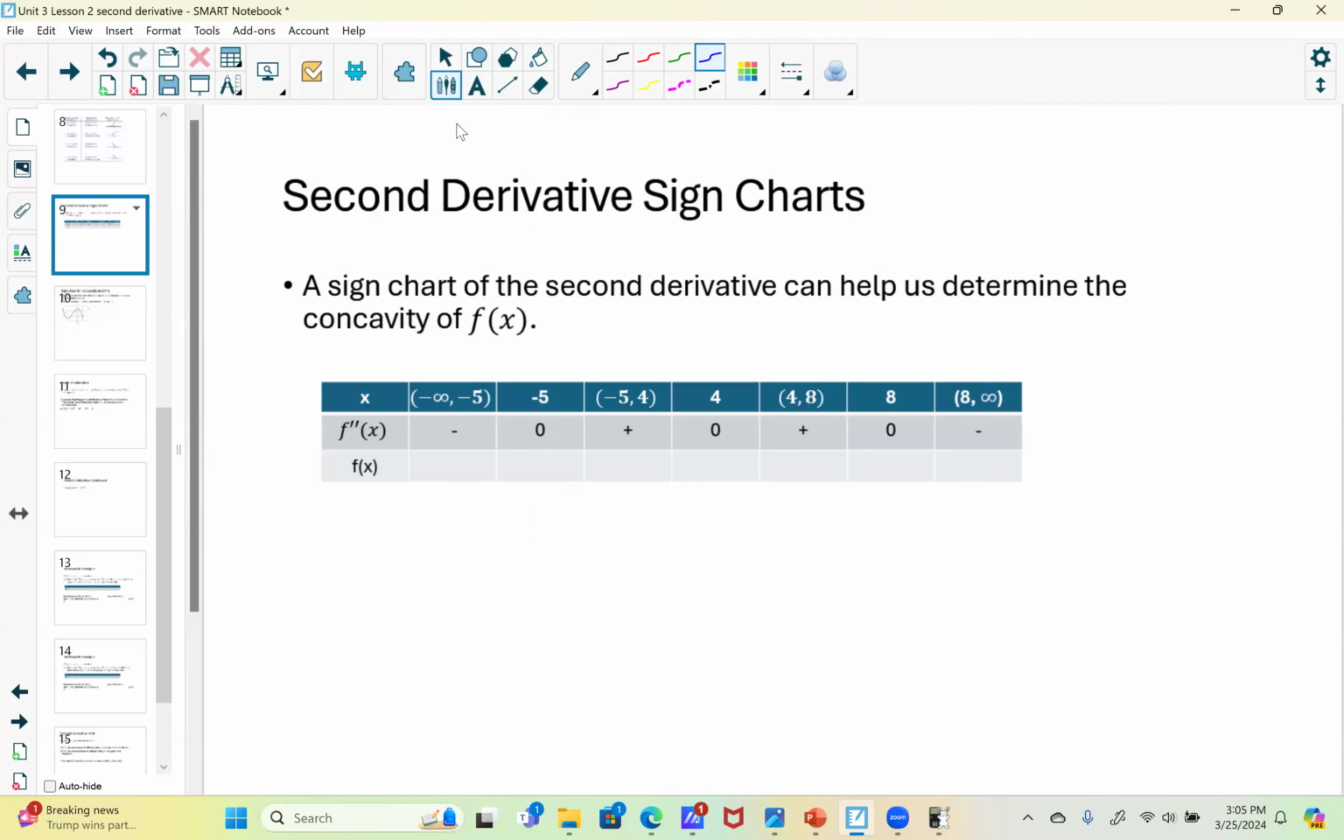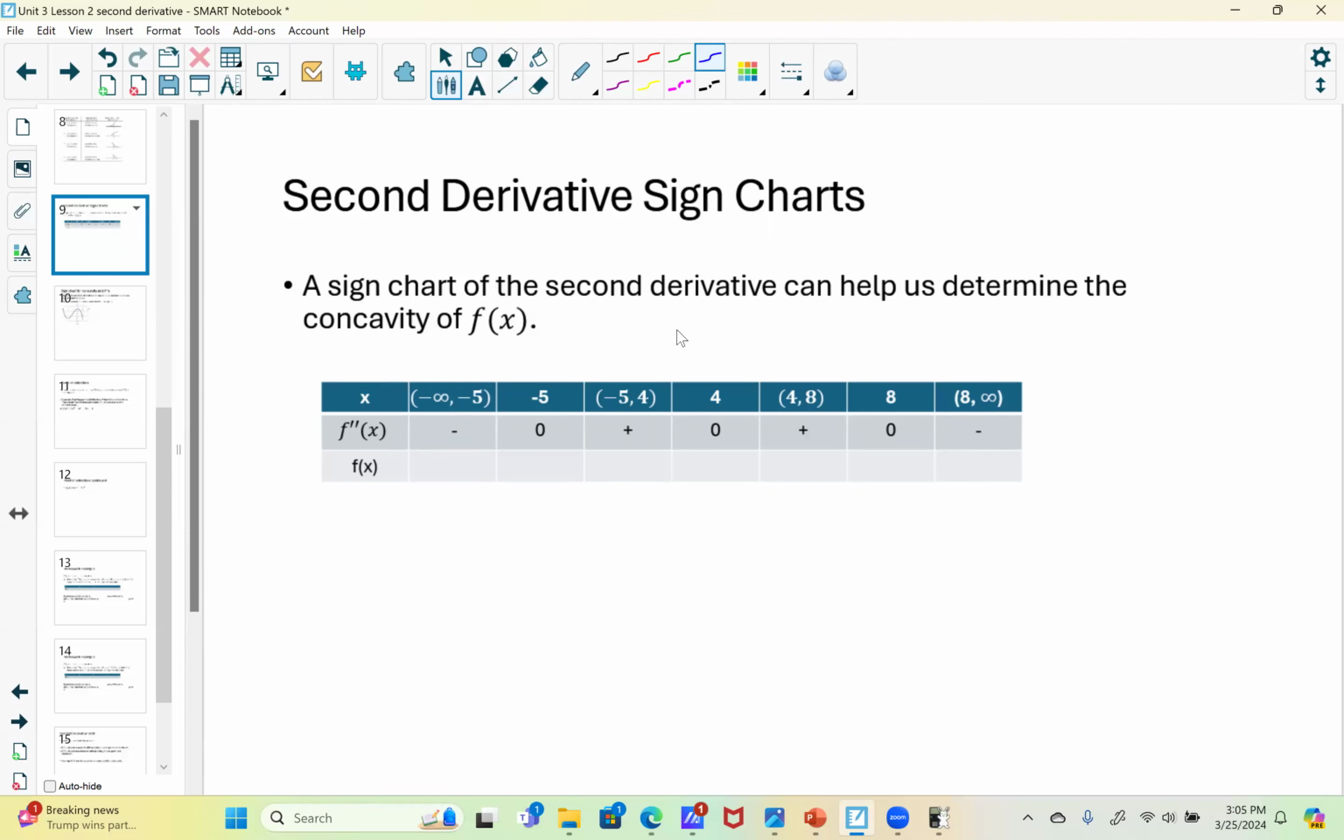So we can also make sign charts of the second derivative. And the sign chart of the second derivative helps us figure out concavity. So what we're going to do is we would have the same thing, but instead of writing f prime, we would write f double prime. And instead of putting increasing and decreasing, we put concave up and concave down for what is happening at f of x, because the second derivative always tells me concavity.